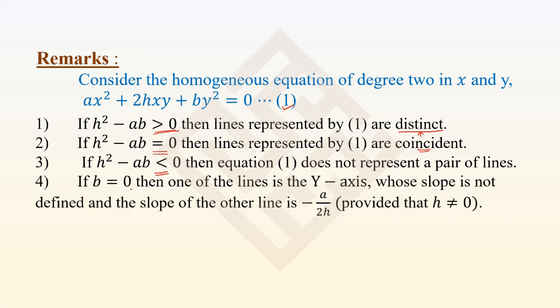Next is if b is equal to 0, then one of the lines is the y axis. मैंने आपको बताया अभी whose slope is not defined, उसका स्लोप आपको नहीं मिल सकता, लेकिन दूसरे लाइन का स्लोप आपको मिल सकता है, वो होता है minus a divided by 2h provided h should not be equal to 0.